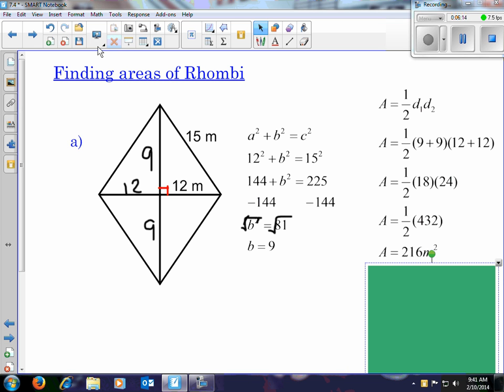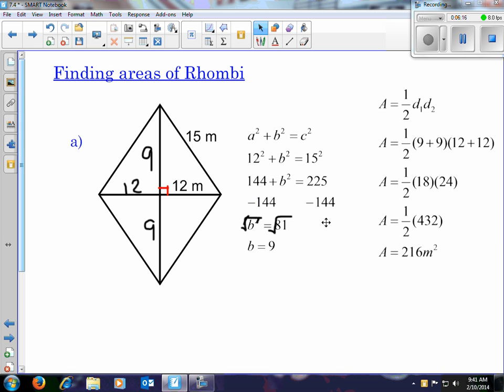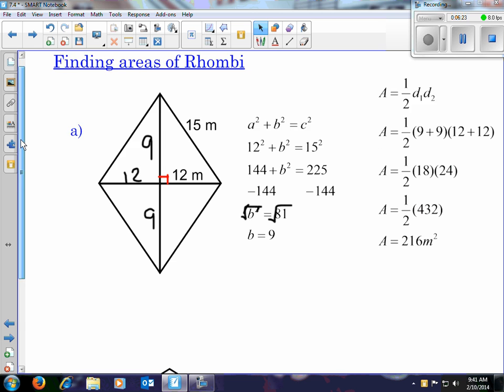Again, meters squared is the most important thing here. It will be a point on your test for you to label your areas with your units squared.